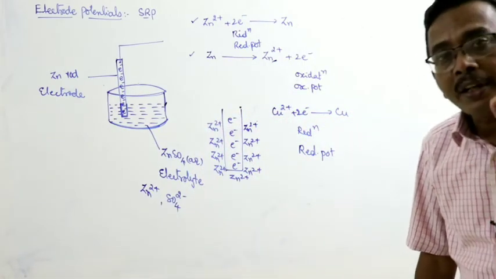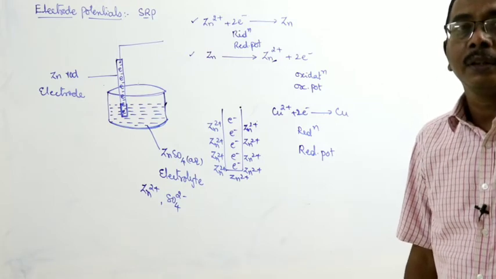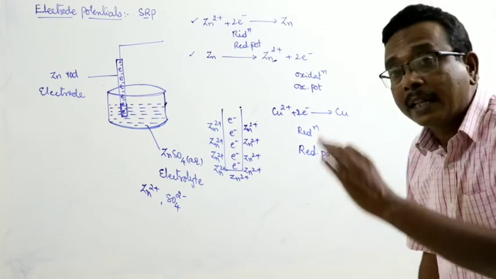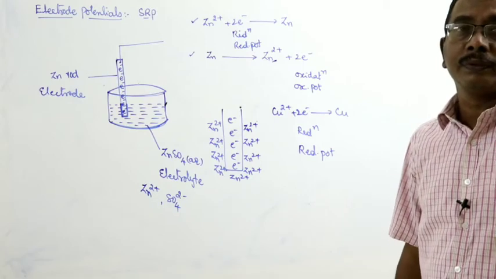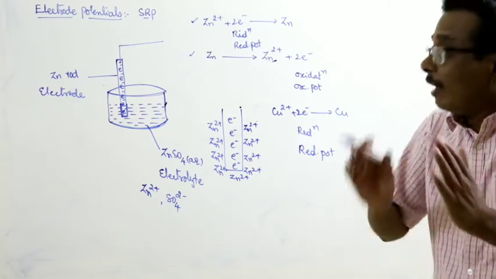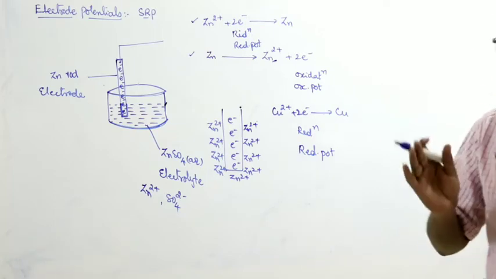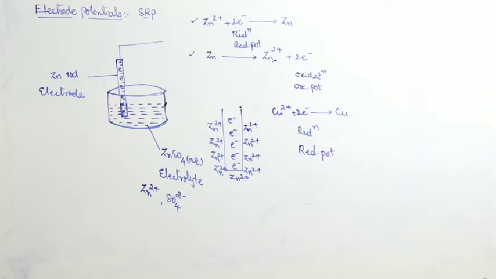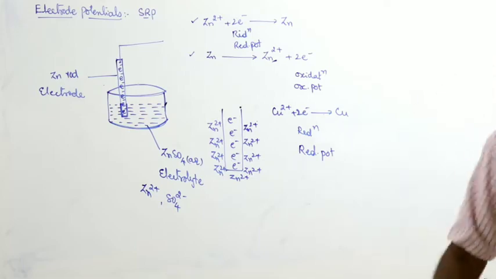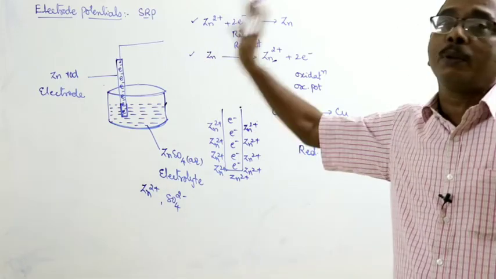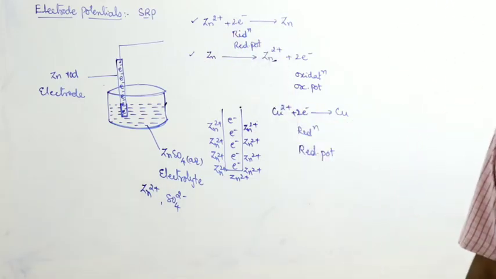The potential developed at the surface of the electrode when the metal rod is suspended in the electrolyte with the ions of the same metal, or when the metal is suspended in the electrolyte with its own ions, is known as electrode potential. I am repeating once again.